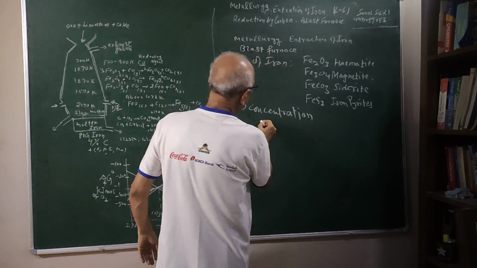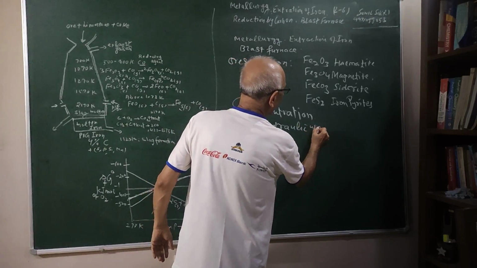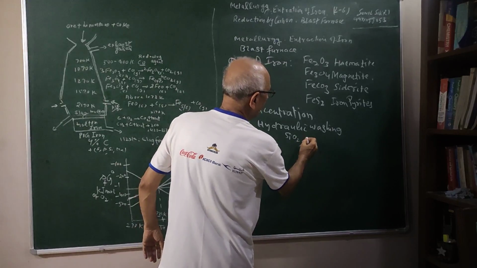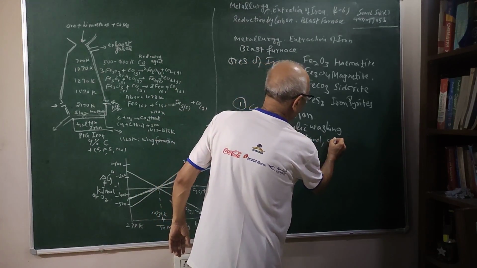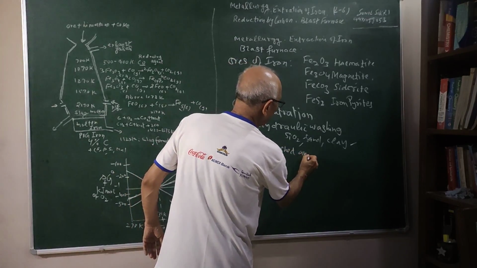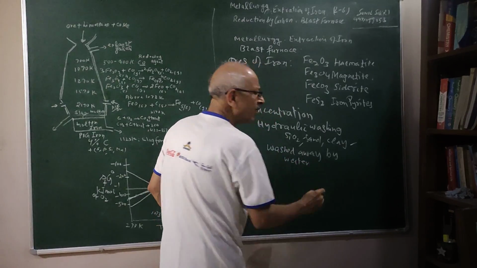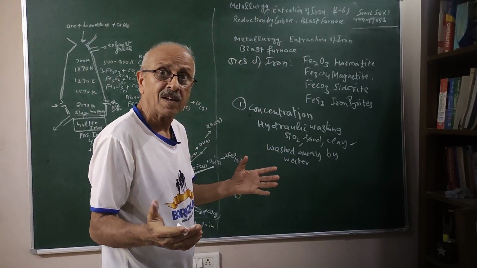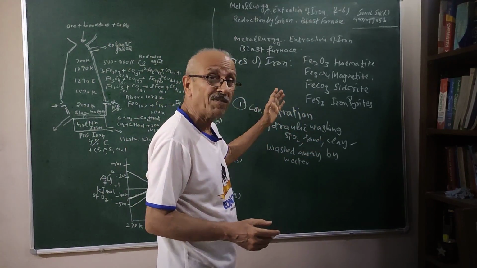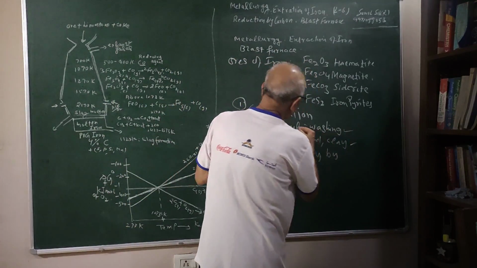So here you can do concentration by hydraulic washing. The sand, clay, they can be washed away by water. So, specific gravity separation method. The density of sand, clay is less than the ore of the iron, so it can be washed away with the water. We have already discussed hydraulic means pressure.